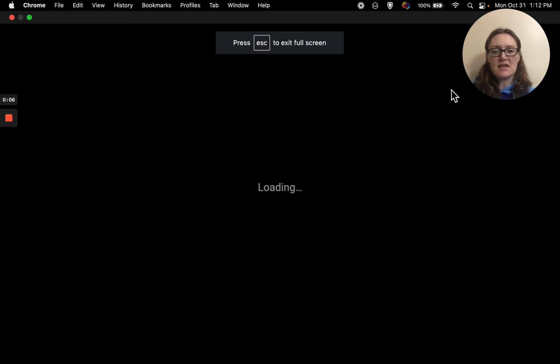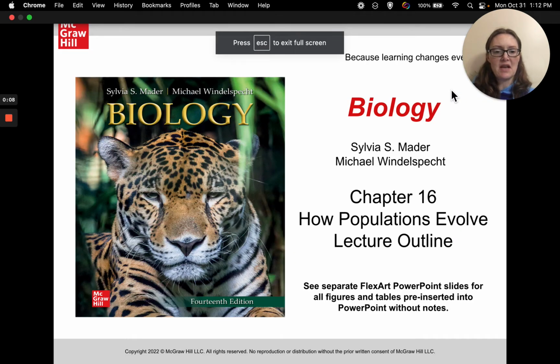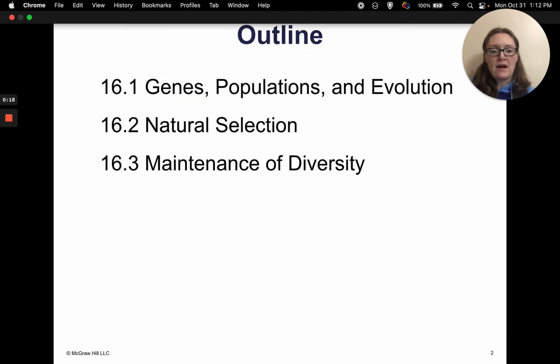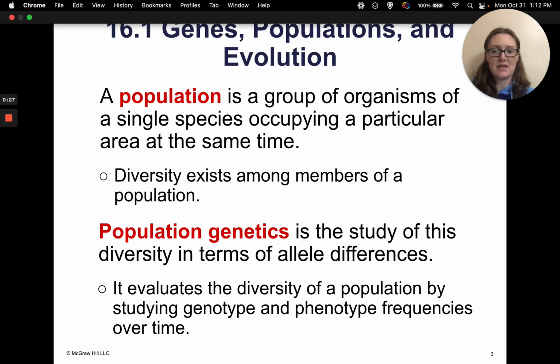So this is looking at evolution and how populations evolve. We're going to look at some Hardy-Weinberg equilibrium, talk about how populations change over time, things like that. First, just a general outline: genes, population, evolution, natural selection, and maintenance of diversity.